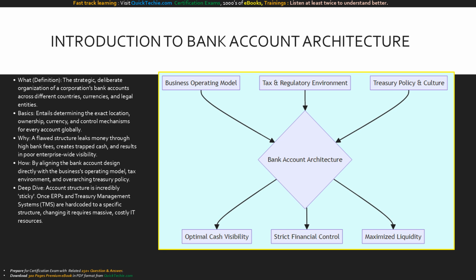On the left, we have our three primary input nodes: business operating model, tax and regulatory environment, and treasury policy. These critical factors flow directly into the central hub, bank account architecture. This demonstrates that your banking setup isn't a random collection of accounts, it's a calculated, engineered design. From this central architecture node, the outputs branch to the right, delivering the three ultimate goals of a corporate treasury: optimal cash visibility, strict financial control, and maximized liquidity. This visual serves as a reminder: if any of the strategic inputs on the left are ignored during the design phase, the vital outputs on the right will inevitably fail.